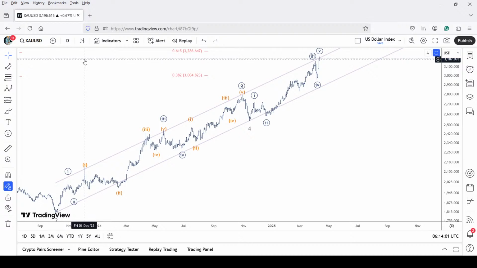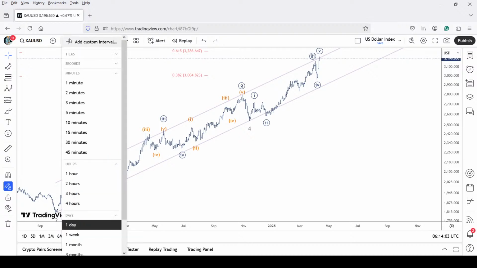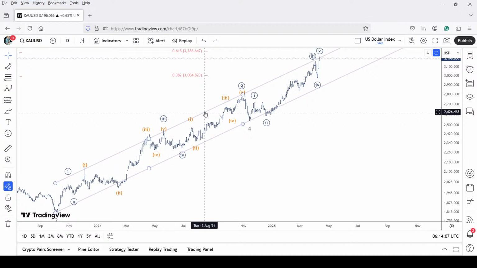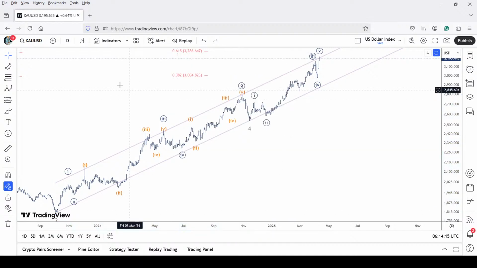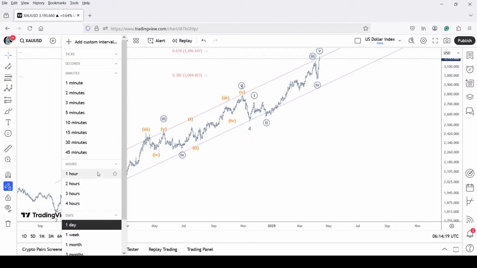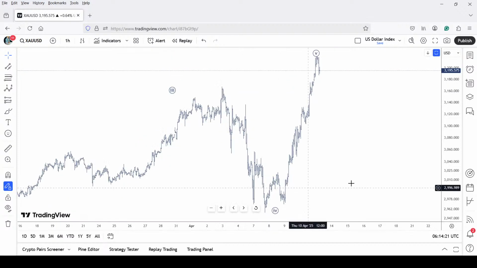it has tested the channel, and if we look at the shorter degree time frame now, let's keep the visibility here on the daily chart. We don't want to see that on the hourly, the channel. And if we go on an hourly chart now and see if the subdivisions are in 5 waves, that is wave 1, wave 2, once again an extended wave 3.